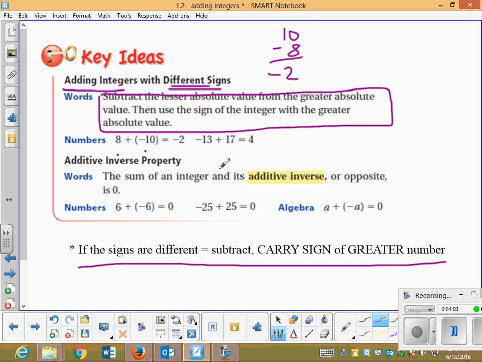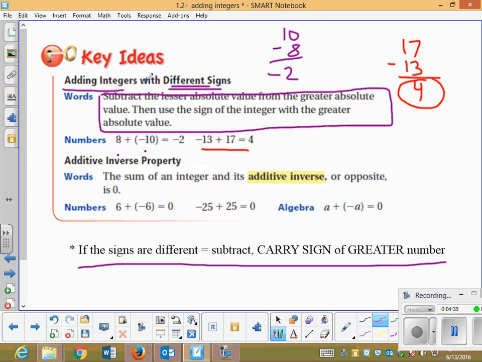For our next example, it says negative 13 plus 17. Again, the signs are different. So if the signs are different, it says subtract. So we're going to subtract 13 from 17. Always subtract the small number from the big number. And 17 subtract 13 is 4. And if I look at the numbers, negative 13 and 17, in terms of number, don't worry about the sign. Which number is bigger? 17. Since 17 is bigger, it's a positive, so the answer is positive 4.